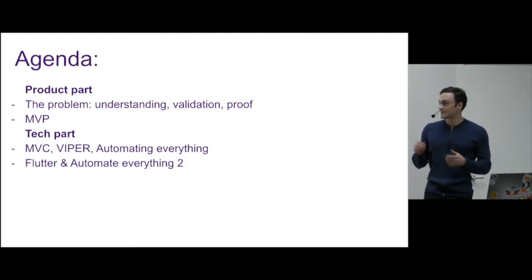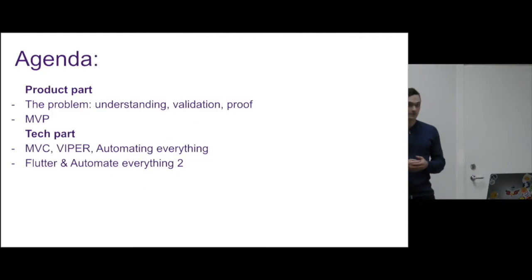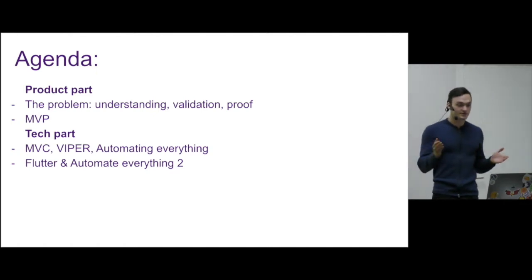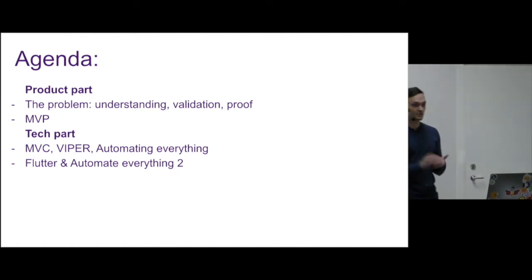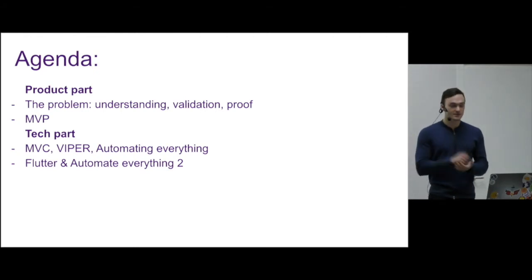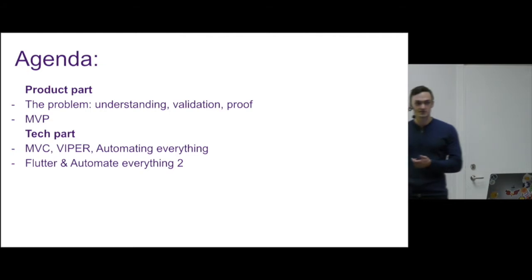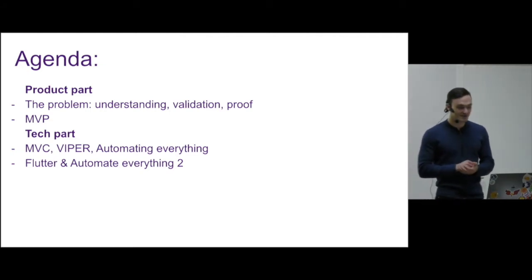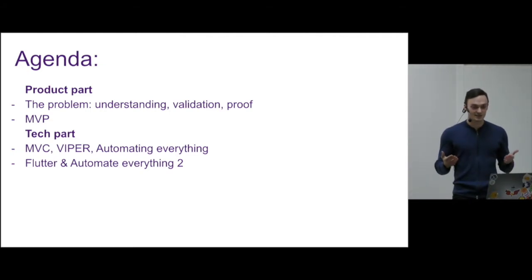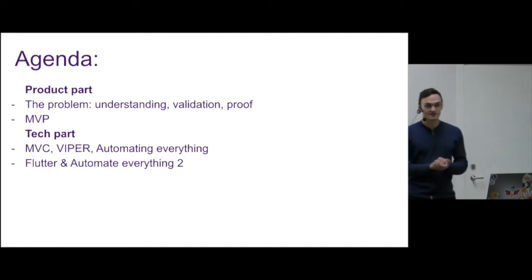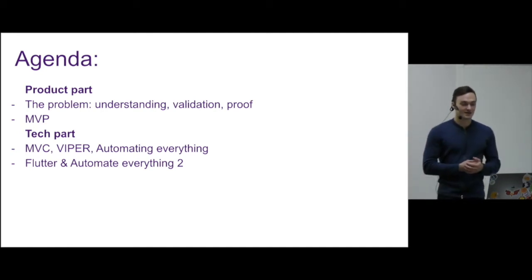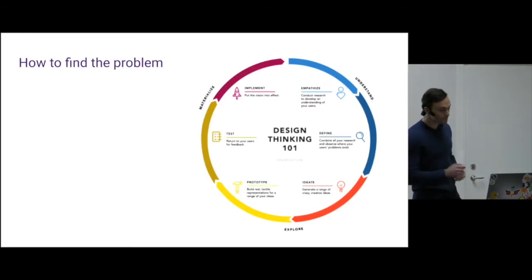And that's a little agenda for today. The first part will be the product part, where I'm going to tell about the problem, how I found it, how we validated and proved it, and then about the MVP. And it's not model view presenter, it's a minimal viable product. Then there will be a little bit about the tech part, my journey in developing this product, and then I'm going to tell you where I am today.